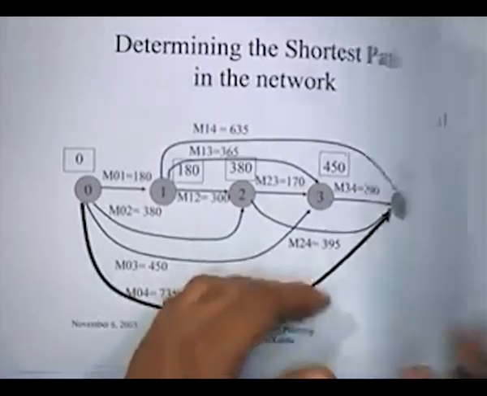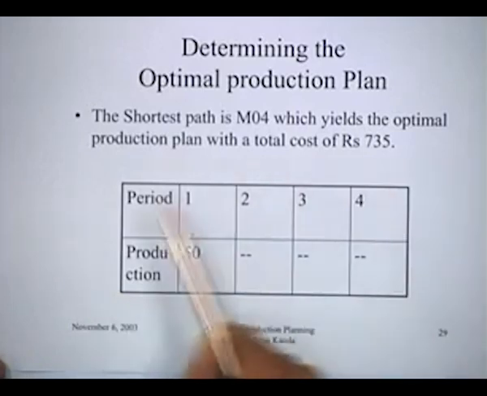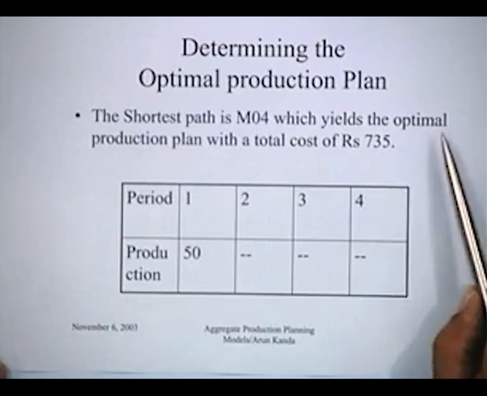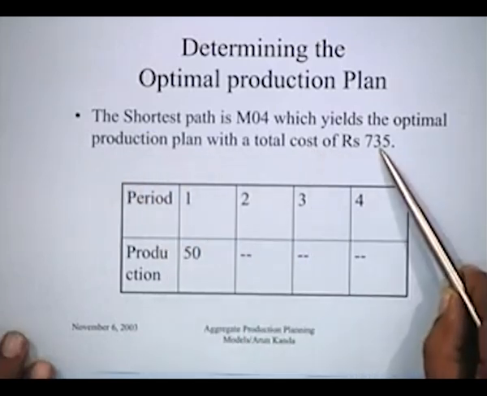So it says that in this particular situation the optimal production plan is this. That means the entire demand of all the 4 periods, which is 50, be produced in the first period itself, and nothing be produced in the second, third and the fourth period. And this particular production plan, the shortest path M04, will actually yield the optimal production plan with a total cost of 735.